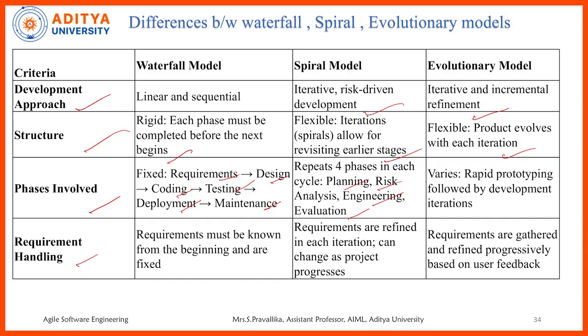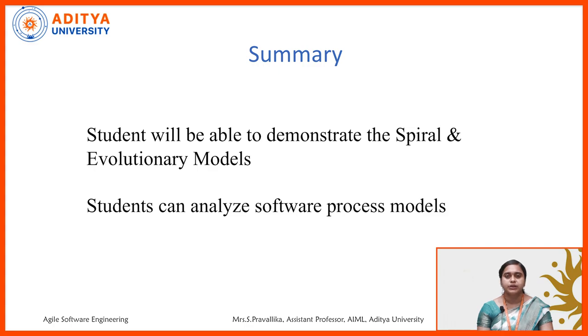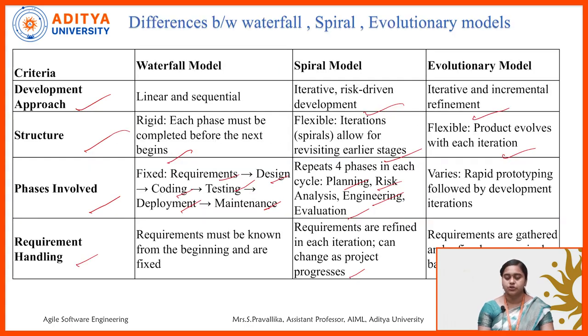When coming to requirements handling, in the waterfall model requirements must be known from the beginning and are fixed. In the spiral model, requirements are refined in each iteration and can change as the project progresses. In the evolutionary model, requirements are gathered and refined progressively based on user feedback. So this is regarding the differences between the waterfall, spiral, and evolutionary models.